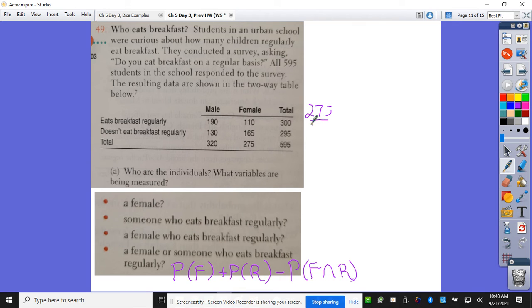And even if you put it all over, do it all and then do it over 595. Plus, what's my probability that they eat breakfast regularly? Minus 110, right? That's the right one? Yes. And then you get your answer, reduce it. I think we're good with that part. A lot of this is just making sure we're reading the table everything correctly.